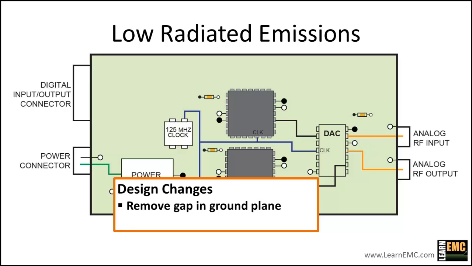Recall that in this example, the power plane is also gapped. In general, gapping a power plane that's not used as an RF current return path is fine. We might do this if we wanted to provide filtered power to the analog section of the board. In this example, however, there appears to be no reason to gap the power plane, so we'll remove that gap as well.